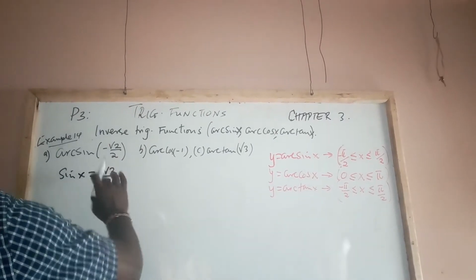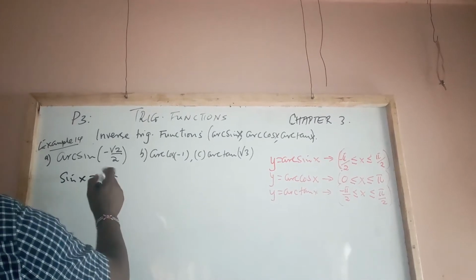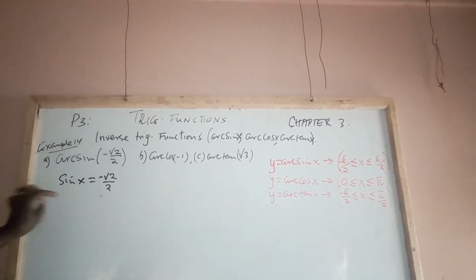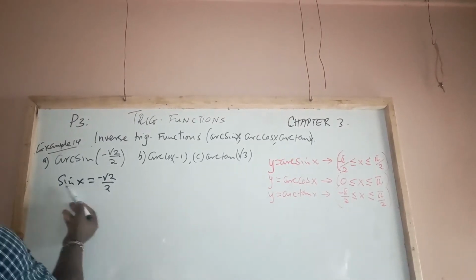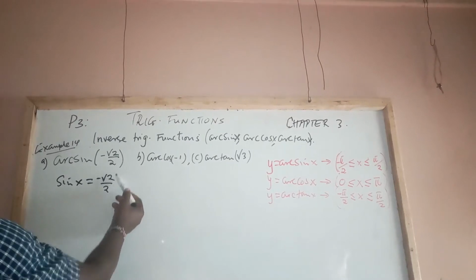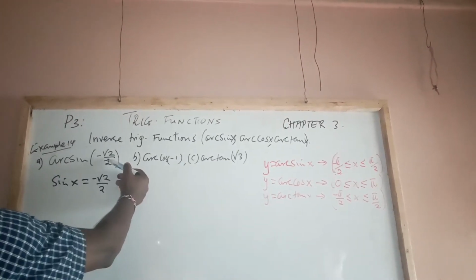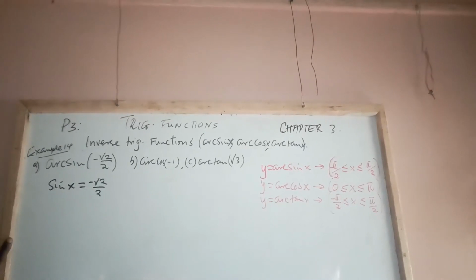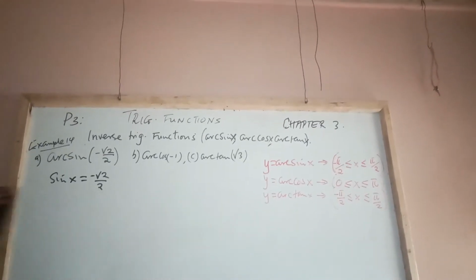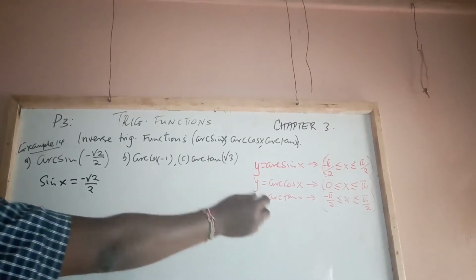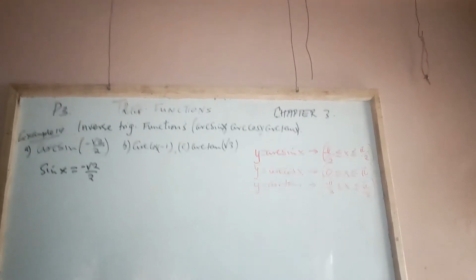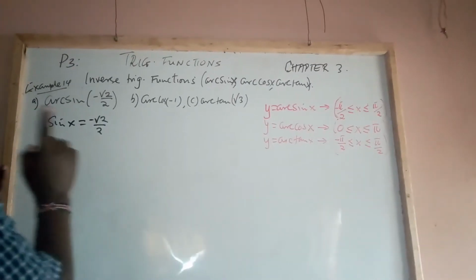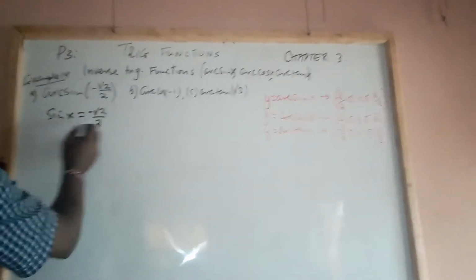Why am I saying this? There was a certain angle x whose sine was a negative root 2 over 2, such that the range of this, which is now minus root 2 over 2, becomes the domain of the inverse. So between this range of minus pi over 2 all the way to pi over 2, there was a certain angle whose sine is minus root 2 over 2.